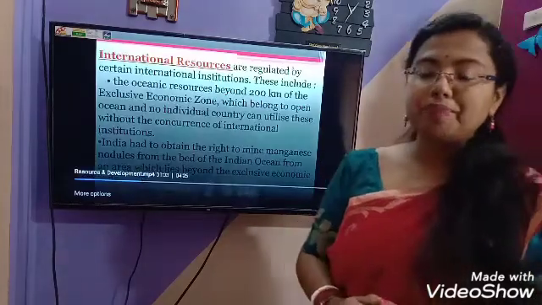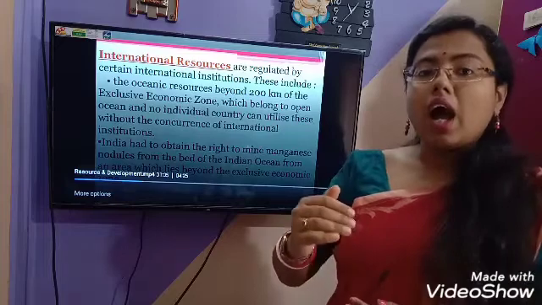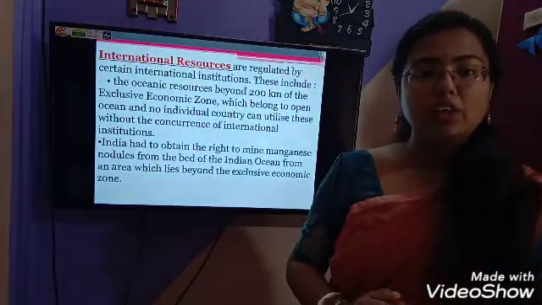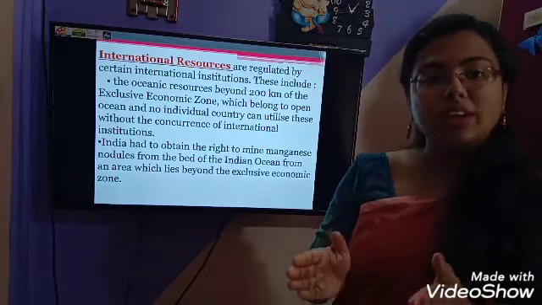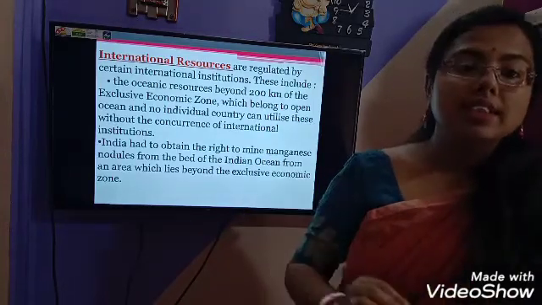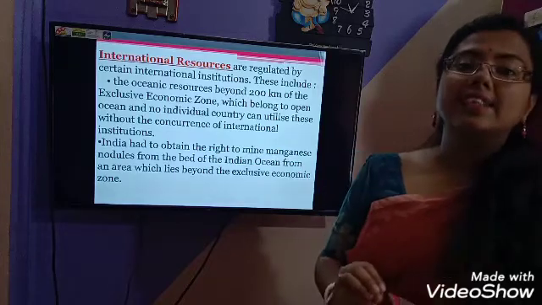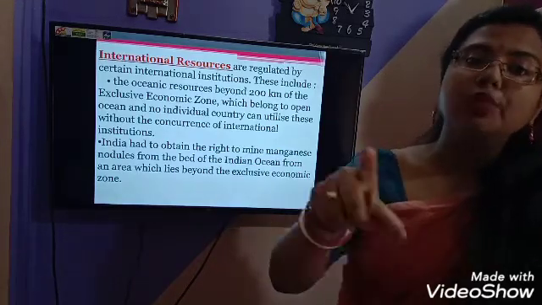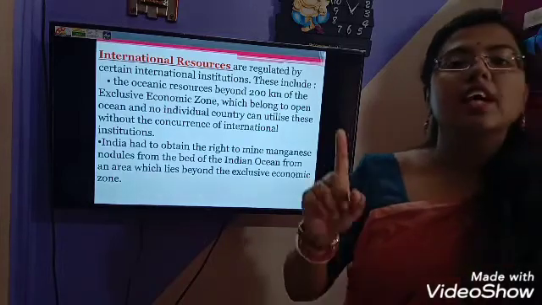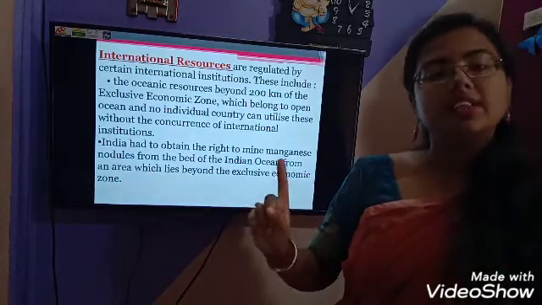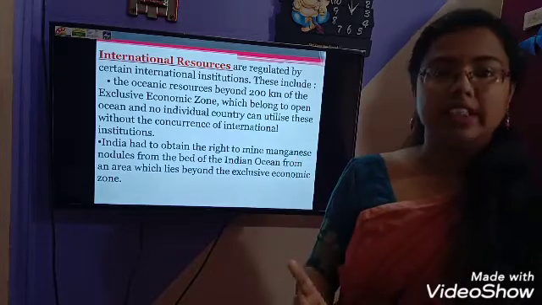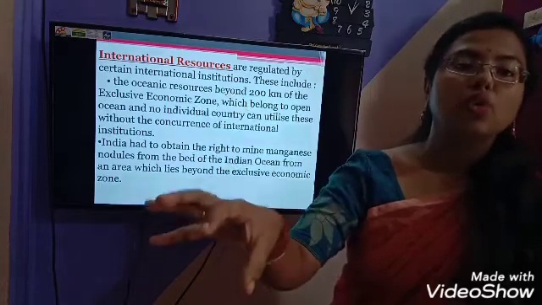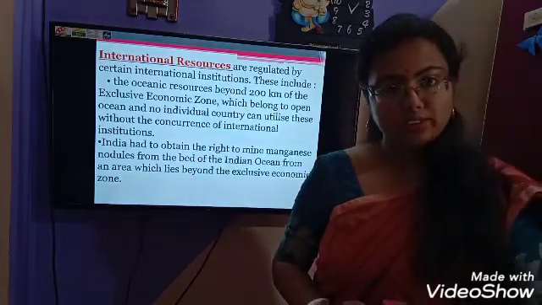For example, the ocean. An ocean area beyond 200 kilometers from one coast or one country is considered international property. That means that portion of the resource is not used by a single country or a continent only. Other countries or continents also have the right over that part of the ocean. Next.